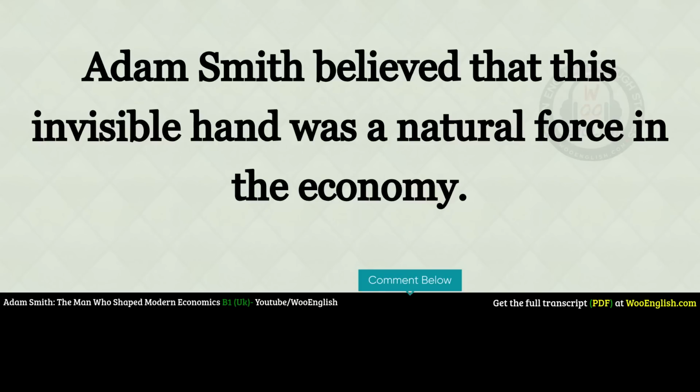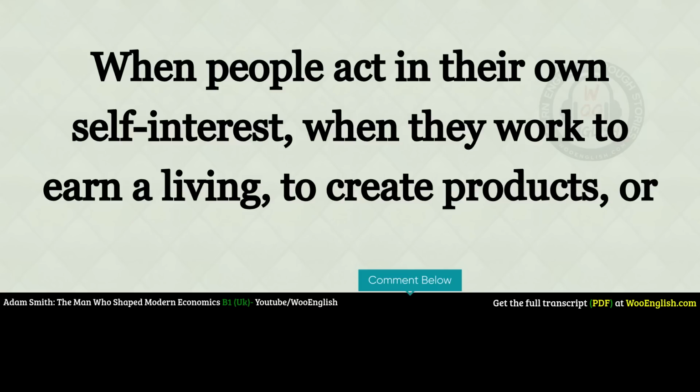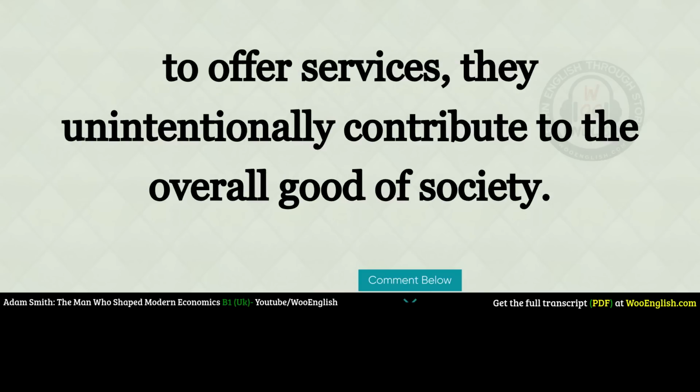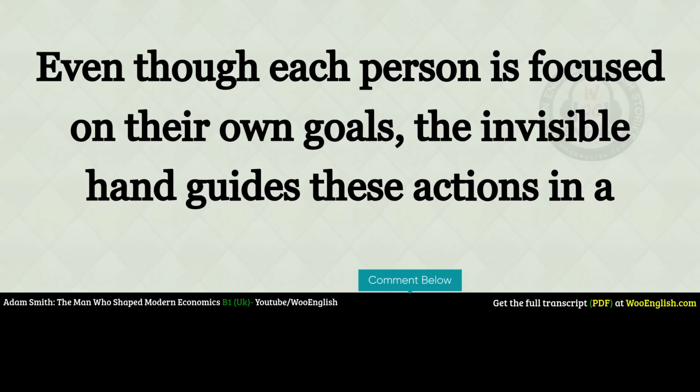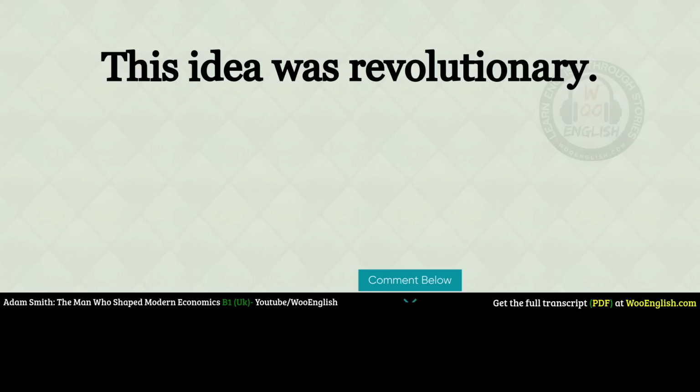Adam Smith believed that this invisible hand was a natural force in the economy. When people act in their own self-interest, when they work to earn a living, to create products, or to offer services, they unintentionally contribute to the overall good of society. Even though each person is focused on their own goals, the invisible hand guides these actions in a way that benefits everyone. This idea was revolutionary.